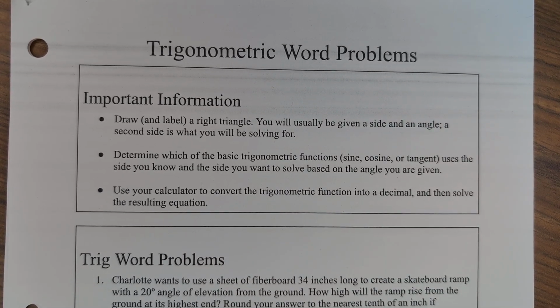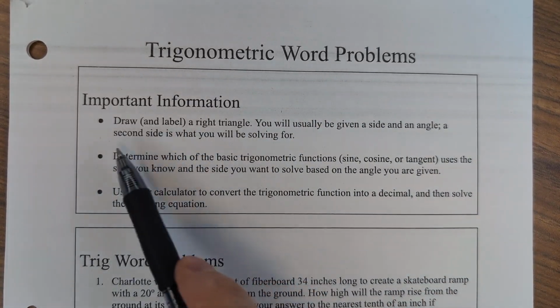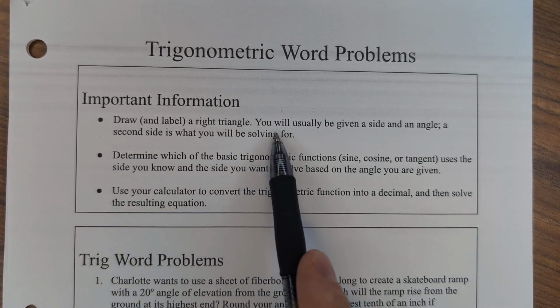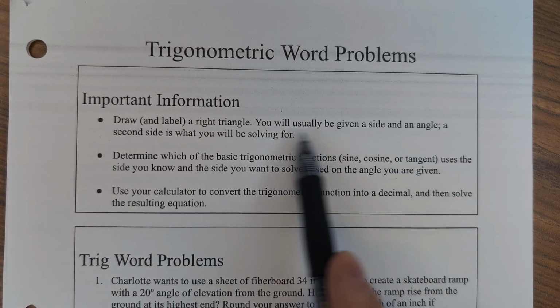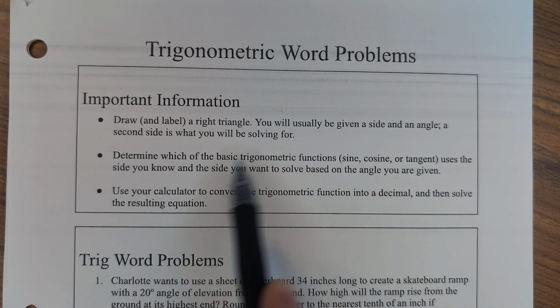All right, folks, so we got the notes for trigonometric word problems. So here's our steps. Draw and label a right triangle. You'll be given a side and an angle. The second side is what you'll be typically solving for.